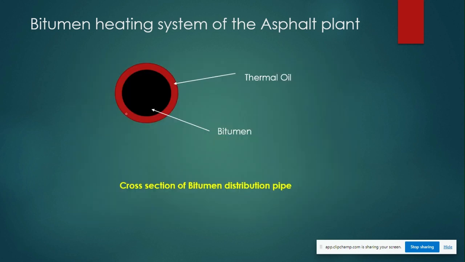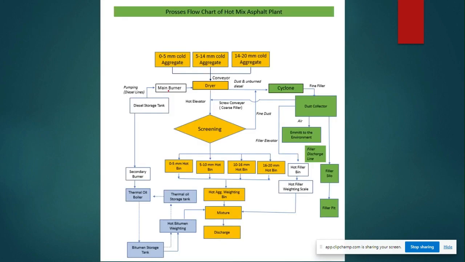In those pipes, there are two cores. One is for bitumen transportation, the other for thermal oil transportation, because the inside pipe also has bitumen, which is solid at room temperature. When we start the asphalt plant, we have to melt this bitumen. For that, this pipe is also designed to accommodate one layer for the thermal oil. The outside is thermal oil.